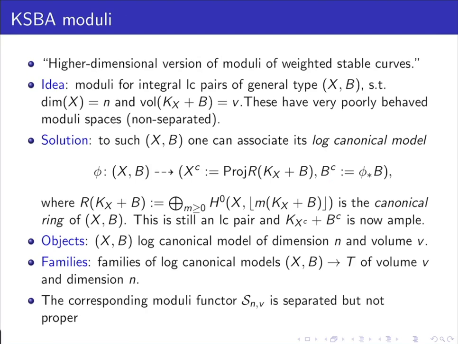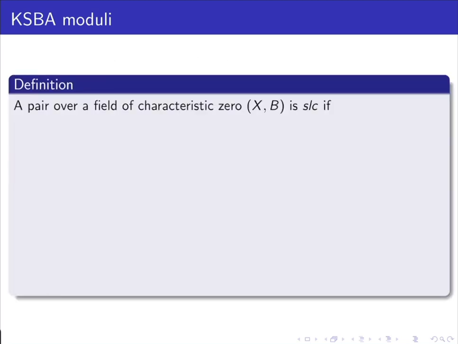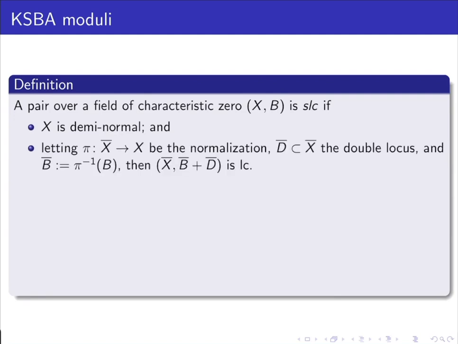And this is not really surprising. Already in the case of curves this is true, right? You can have smooth curves that degenerate to something nodal or something that has two components meeting transversely. And this is the reason one introduces stable pairs. This is a bit technical, but we need this definition. A pair over a field of characteristic 0, (X, B), is semi-log canonical or SLC if the total space is demi-normal, and when you take the normalization map and let D-bar in X-bar be the preimage of the double locus, and B-bar the divisorial pullback of B, then you obtain a log canonical pair.